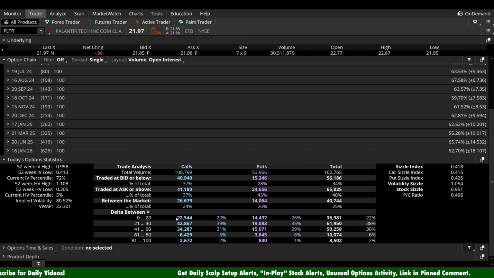But if we break this down by time frame, volume's a little bit lower, so take this with a grain of salt. But the 0 to 20 delta range, those short-term speculators, 22,500 calls and 14,400 puts. So a call side bias out of the short-term speculators as well.